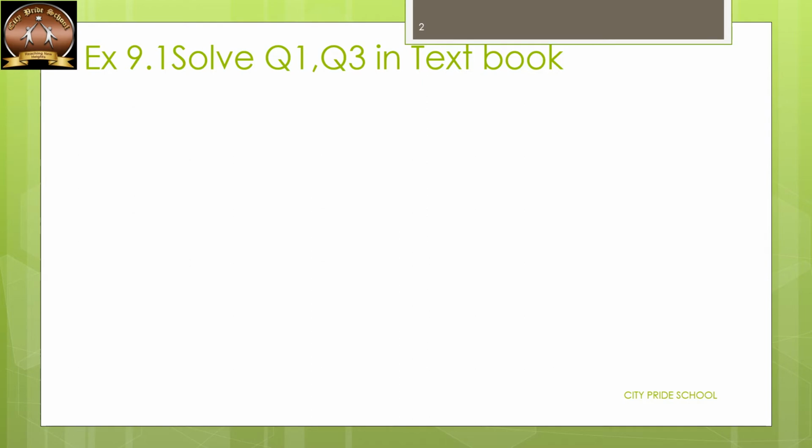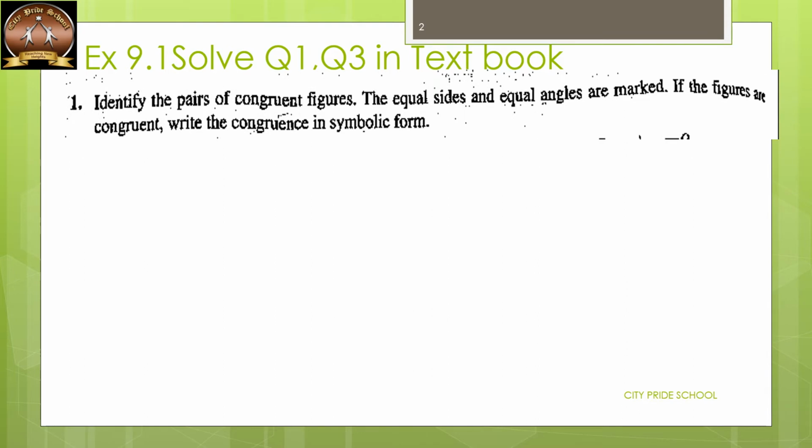Here you have to solve question number 1 and question number 3 in your textbook. So let us start with question number 1. It says, identify the pairs of congruent figures. The equal sides and equal angles are marked. So if the figures are congruent, write the congruence in symbolic form.